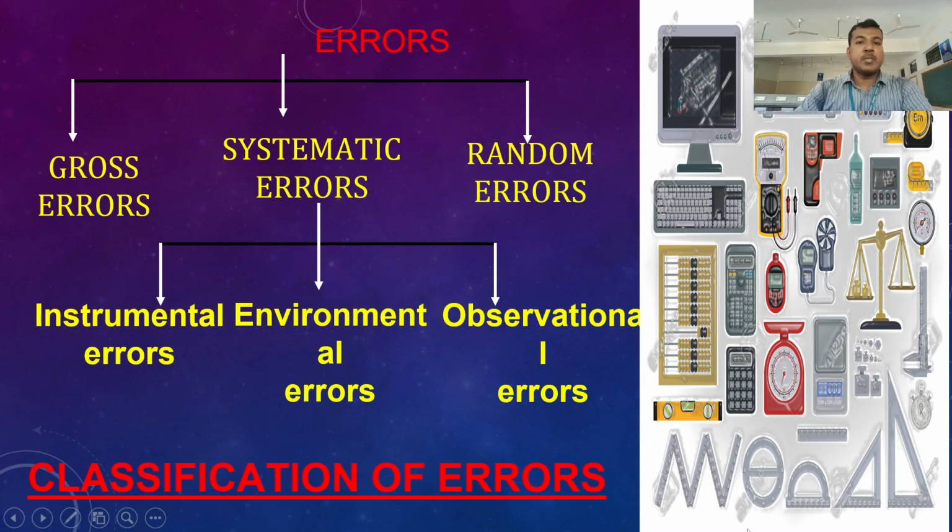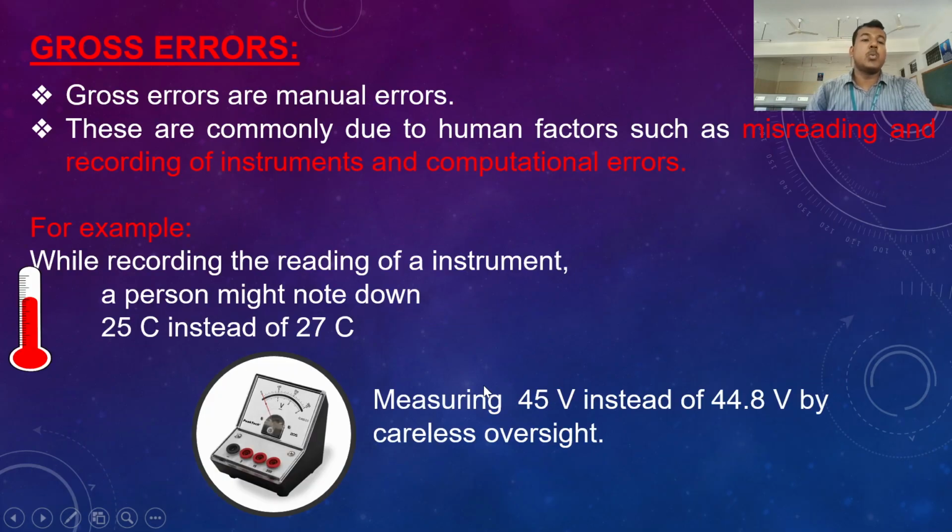In measurements, errors are normally classified into 3. The first is gross error, the second is systematic error, and the third is random error. We will see them one by one. Systematic error is again divided into 3: instrumental error, environmental error, and observational errors. So what is gross error? The first one is gross error.